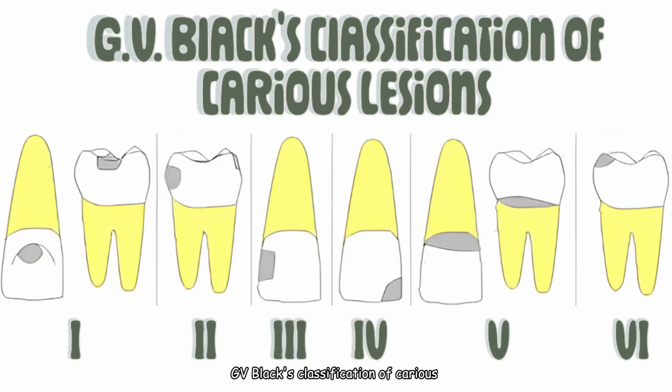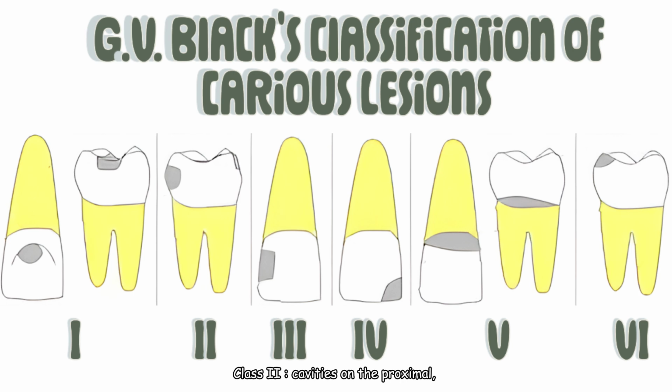G.V. Black's classification of carious lesions. This system categorizes cavities based on their location and the tooth surfaces involved. Class 1: cavities in pits and fissures on occlusal surfaces of molars and premolars, facial and lingual surfaces of molars, and lingual surfaces of maxillary incisors.